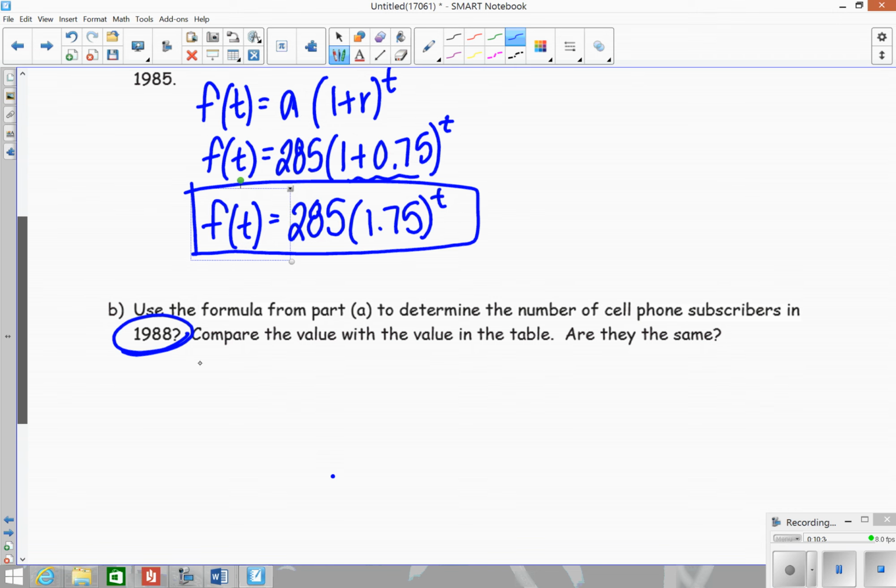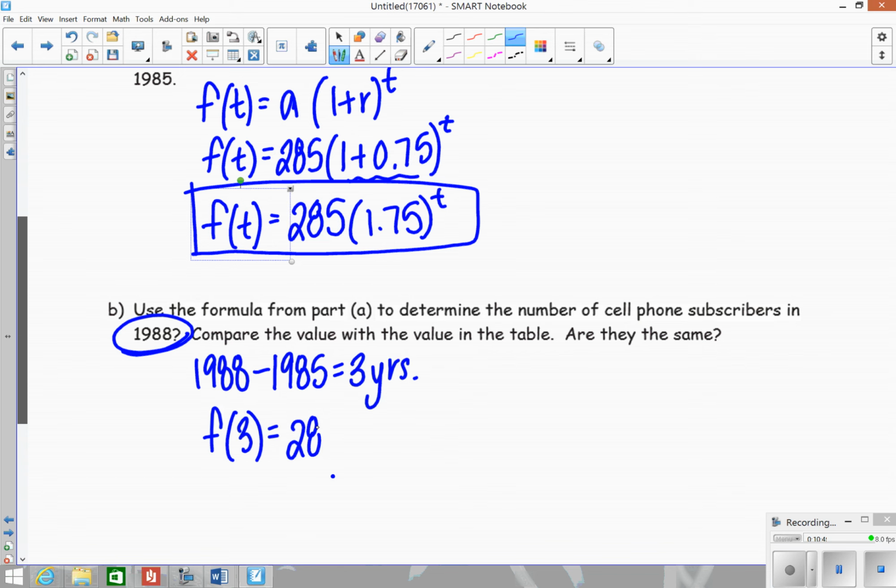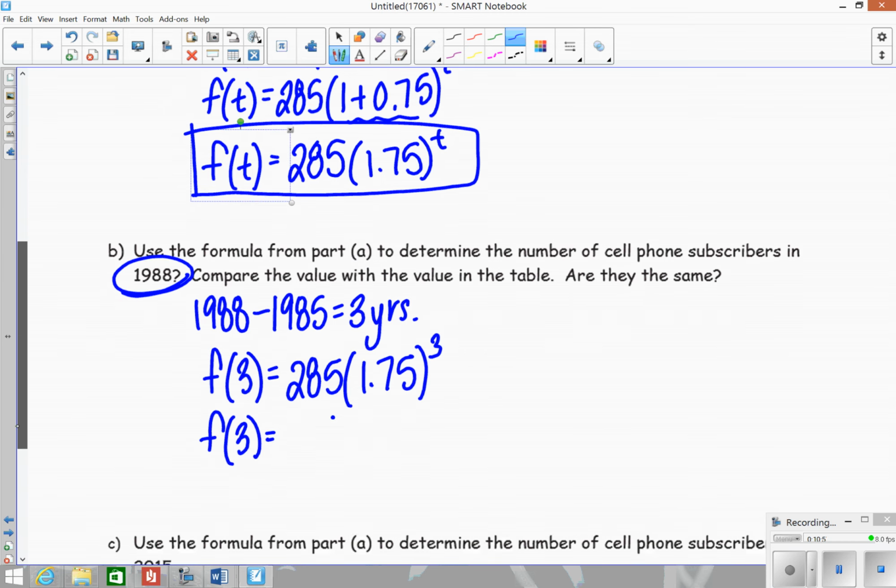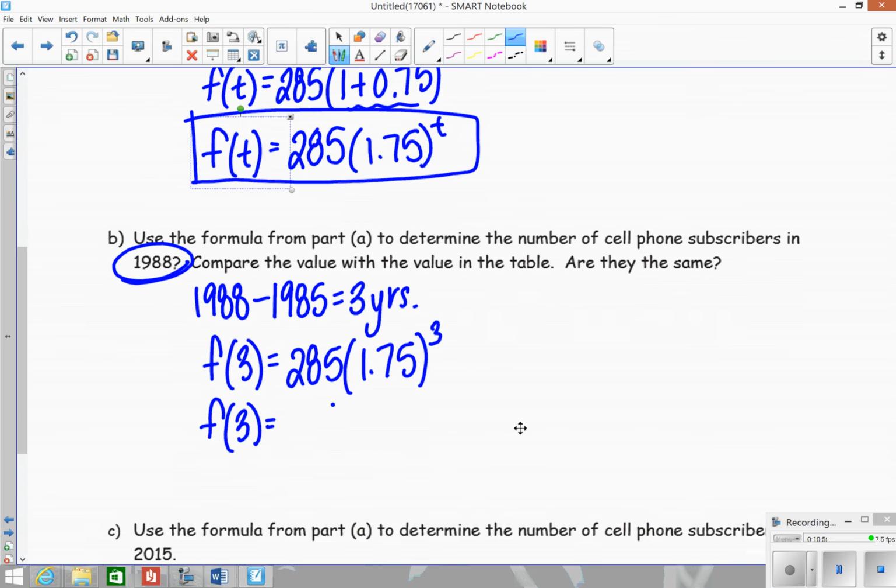So the starting year was 1985, so you would want to figure out, well, how many years have passed? So we would do 1988 minus 1985, and you get 3 years. So that means that the time that passed is going to be 3, so you're going to plug 3 into your formula. So 285 times 1.75 raised to the 3. So enter that into your calculator, and you should end up with 1,527 subscribers.